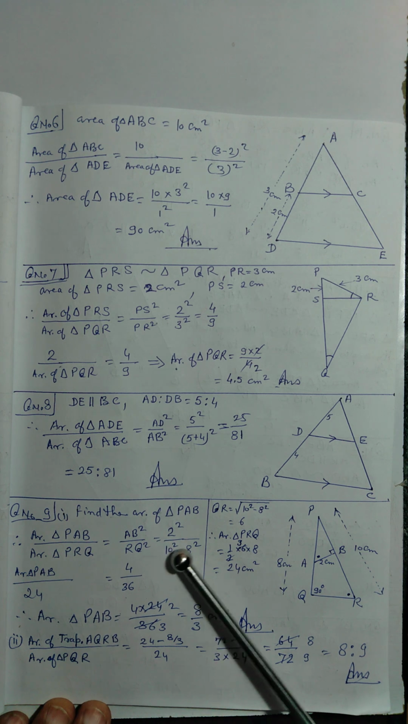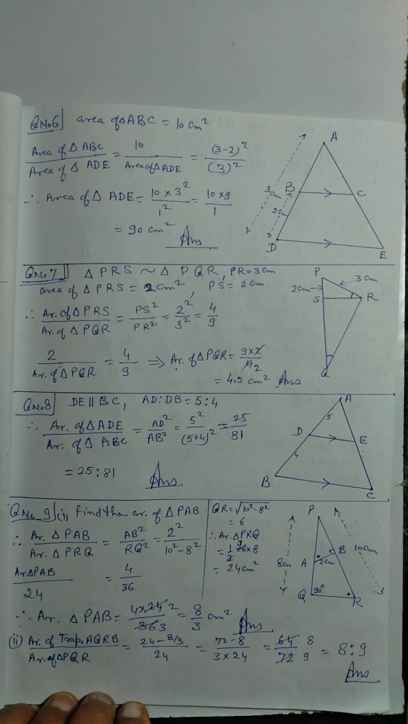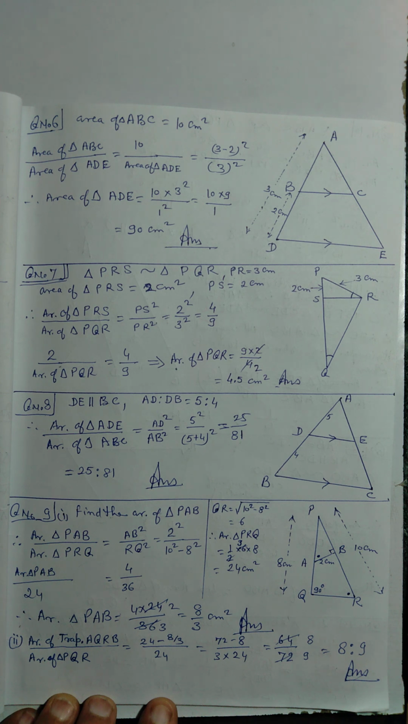Now proceed to the question number 9. Question number 9 states that in triangle PQR, PQ is equal to 8 centimeter, PR is equal to 10 centimeter, and angle Q is equal to 90 degree. A and B are the points on the sides PQ and PR respectively, such that AB is equal to 2 centimeter and angle ABP is 90 degree. Find the area of PAB.